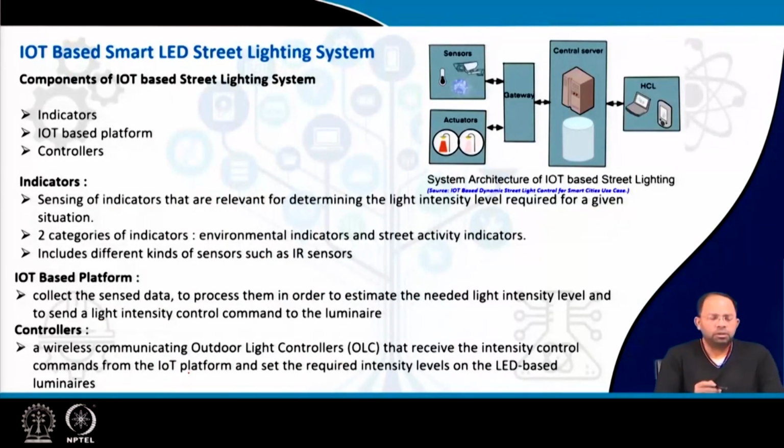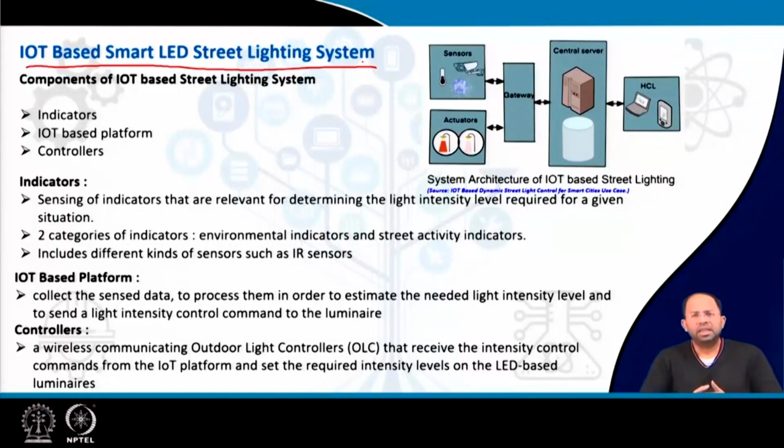Now, finally coming to smart lighting systems, this is a case study of an IoT based LED street lighting system. Here you have to understand that there are different sensors which first sense. Suppose I want to turn on a particular light, I will turn it on when there is occupancy of the road, or when the level of illumination goes down. So we have to have certain sensors.